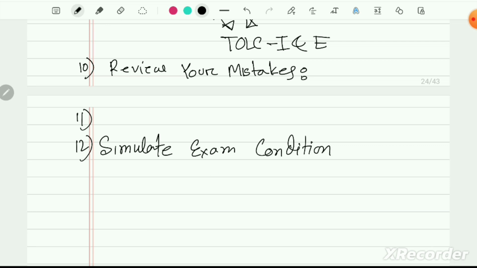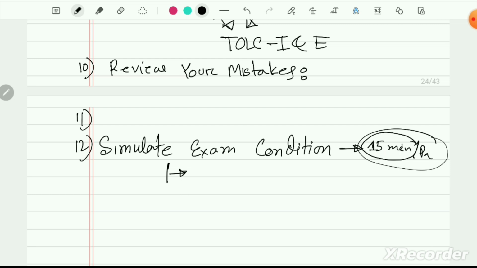So when you practice, try to recreate exam condition as closely as possible. Time yourself and practice under timed condition. That means in TOLC-E you are given 15 minutes per passage, so focus on that. We try to solve the 5 questions within these 15 minutes. Okay, it will help you in the real exam.